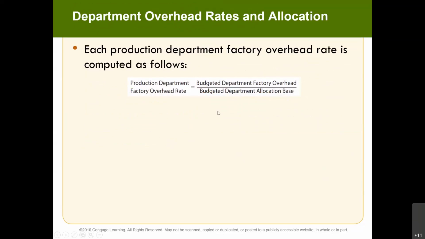How do you calculate the department rate? We take the budgeted department factory overhead divided by the budgeted department allocation base. And doing that calculation gives us the production department factory overhead rate.